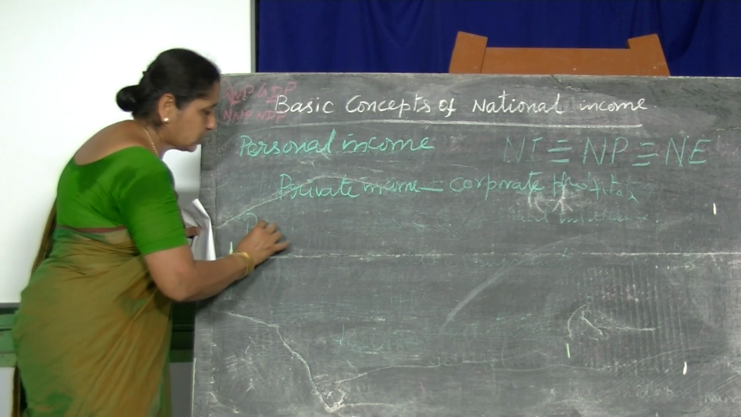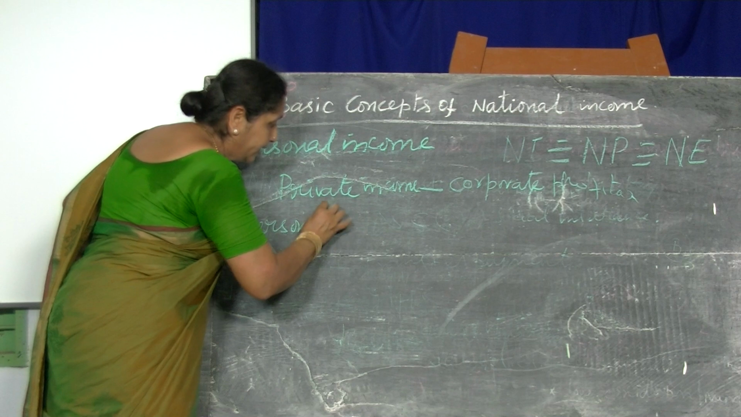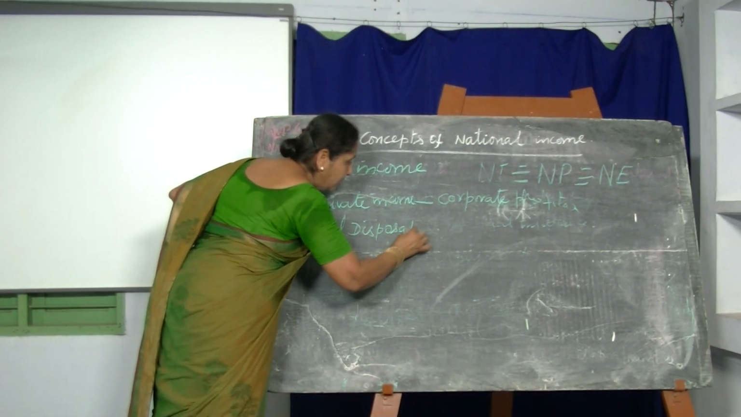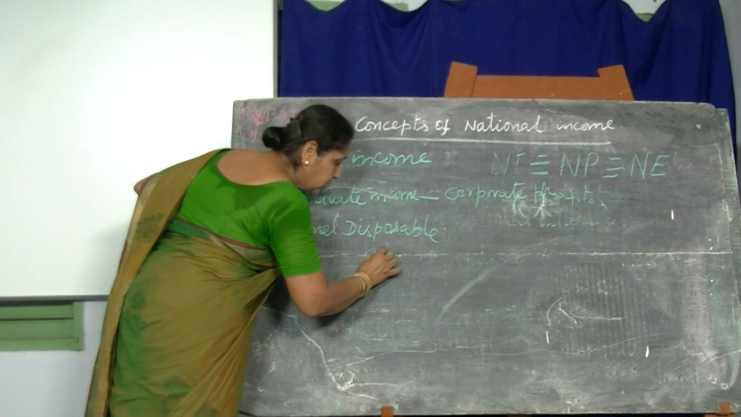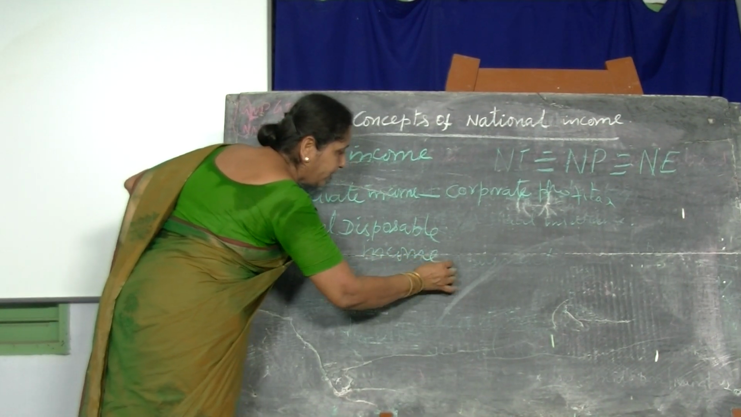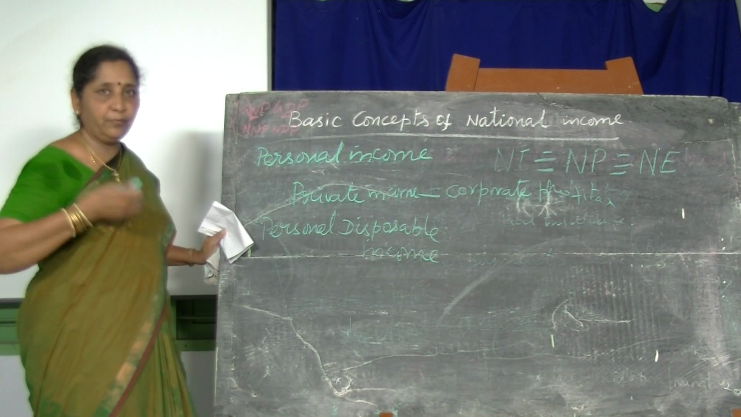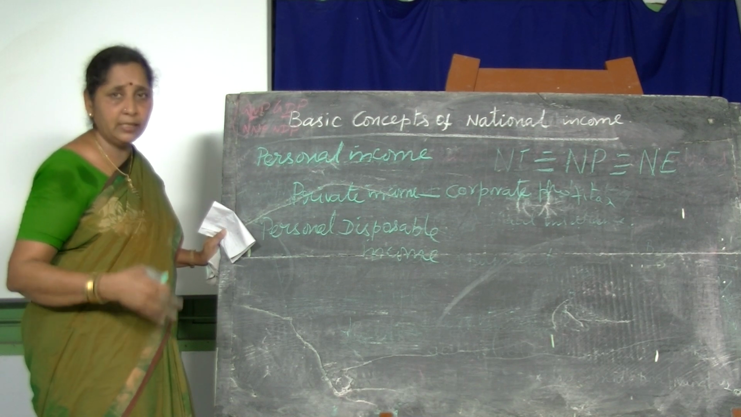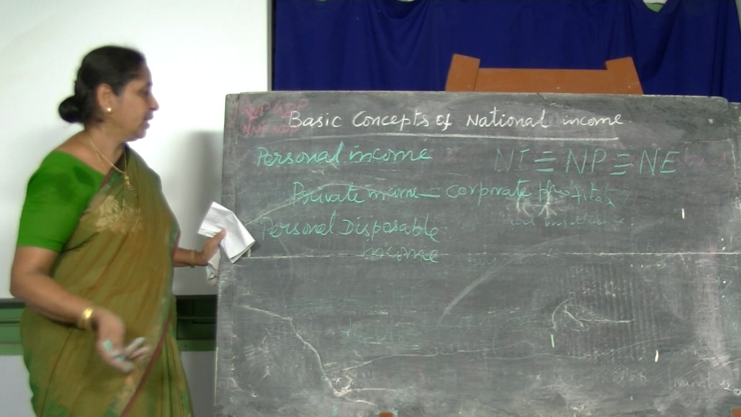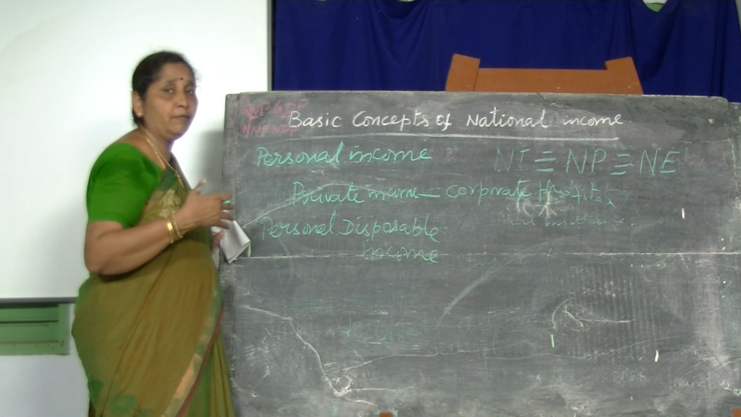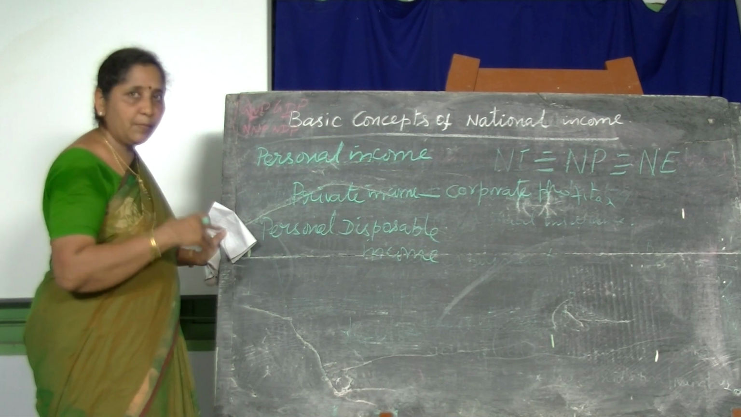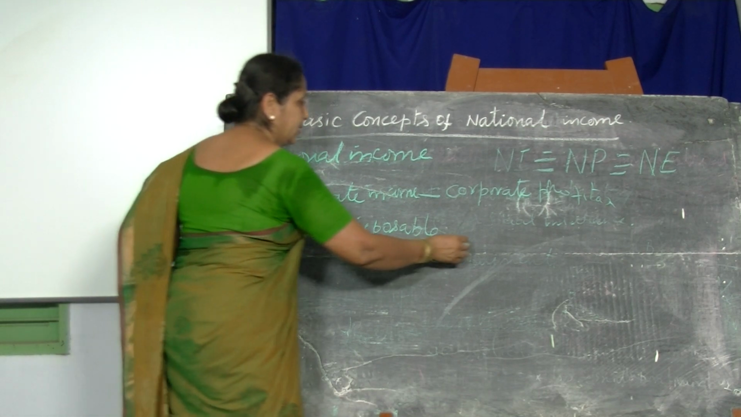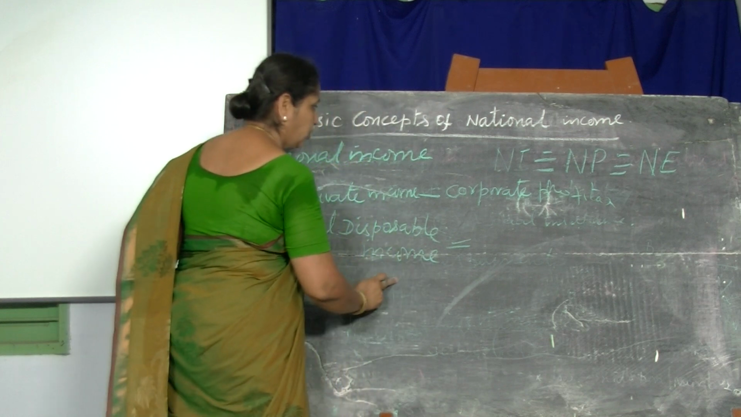The next concept is personal disposable income. This is very important because it is the amount which is disposed of for our expenditure. Actually, we earn income to spend, isn't it? We earn income to part with. So our spending is very important. The amount which is ready at our disposal is called personal disposable income.